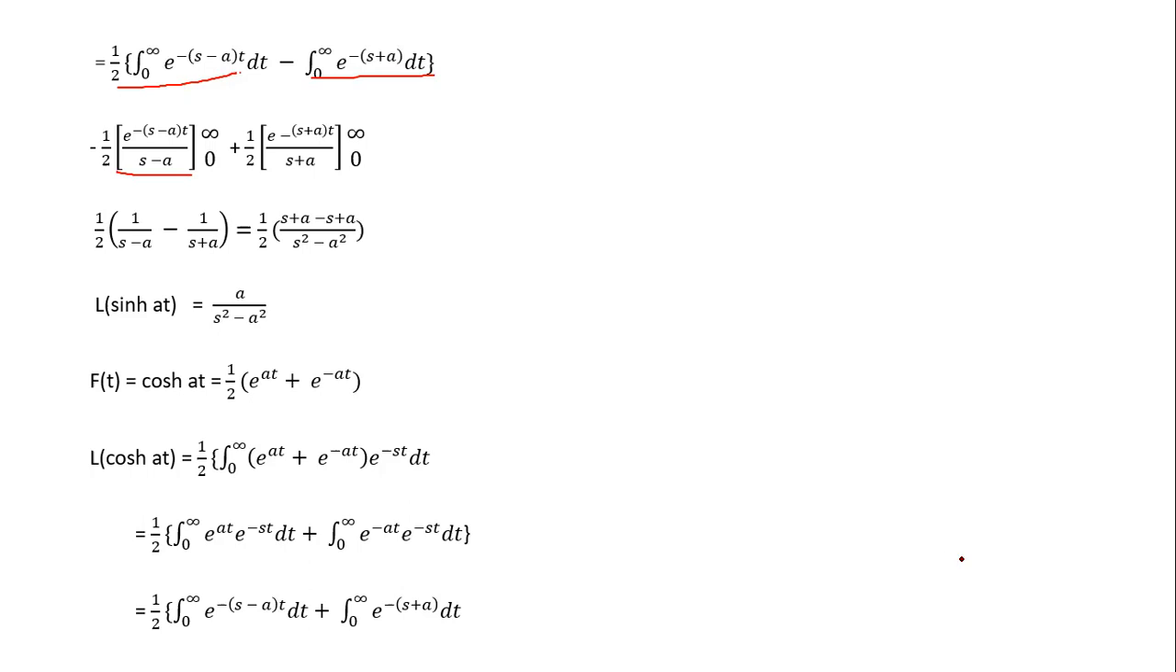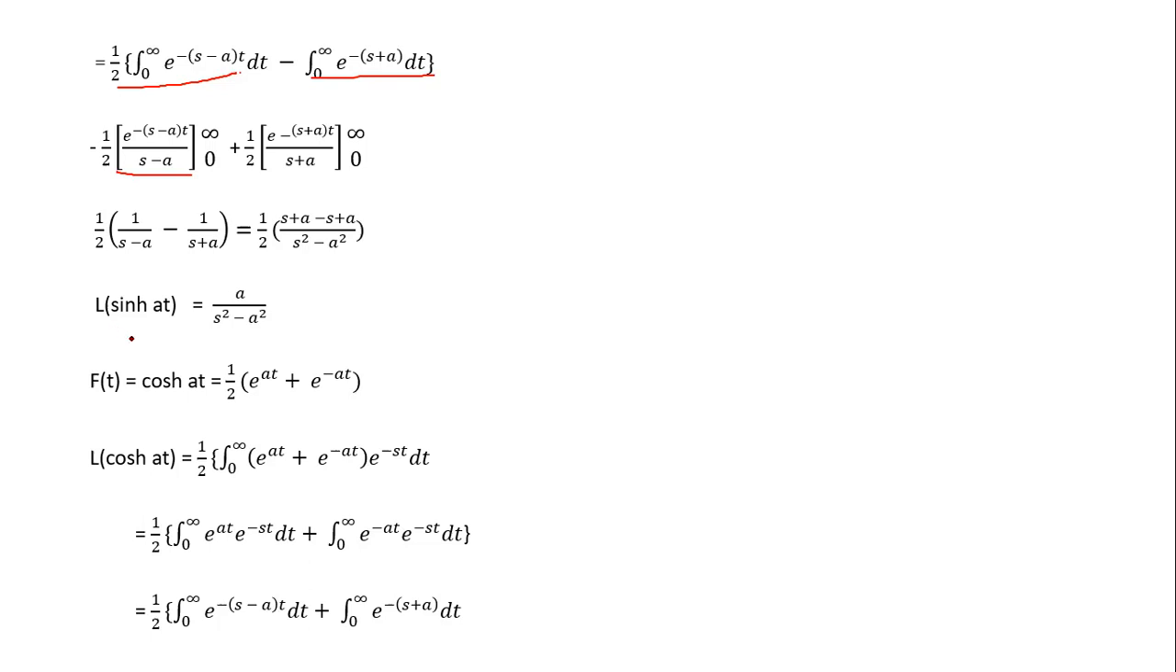So that's how we can now transform the sinh to Laplace. And we can equally do so for that of the cosh. So Laplace of sinh at is a over s squared minus a squared. Laplace of sine at is a over s squared plus a squared. So check the difference between the two. Similarly, we can also do the same thing for cosh at.